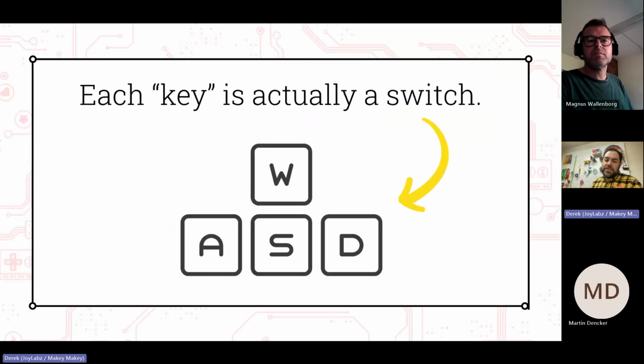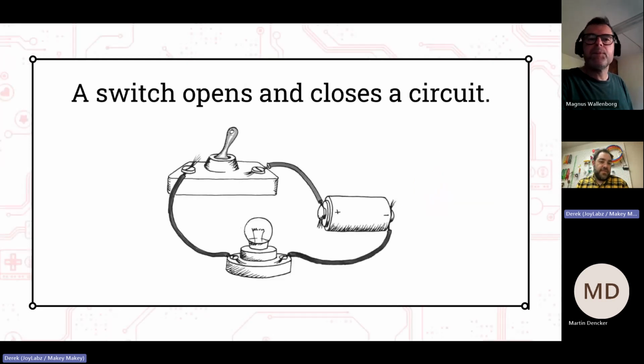So each key is actually a switch. So if we were to take apart the keyboard in front of me or in front of you, there would be little tiny switches all over the place. They're little buttons. So my WASD keys, I can pop those off if I wanted to break my keyboard, and it would be the same type of circuit under there as you would find on a Makey Makey.